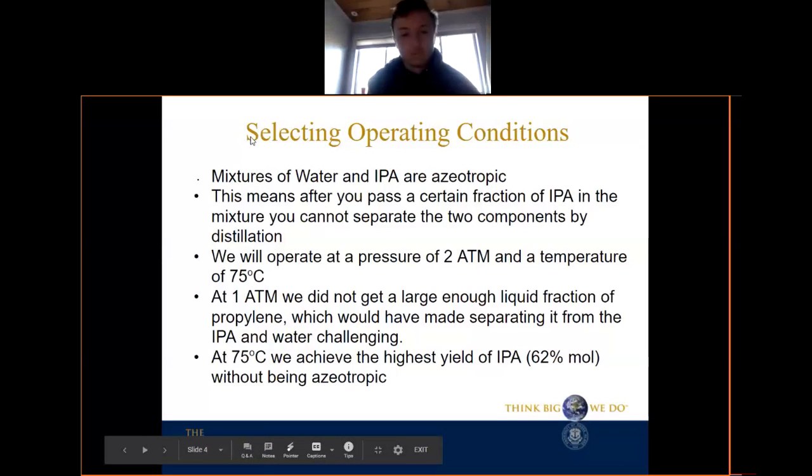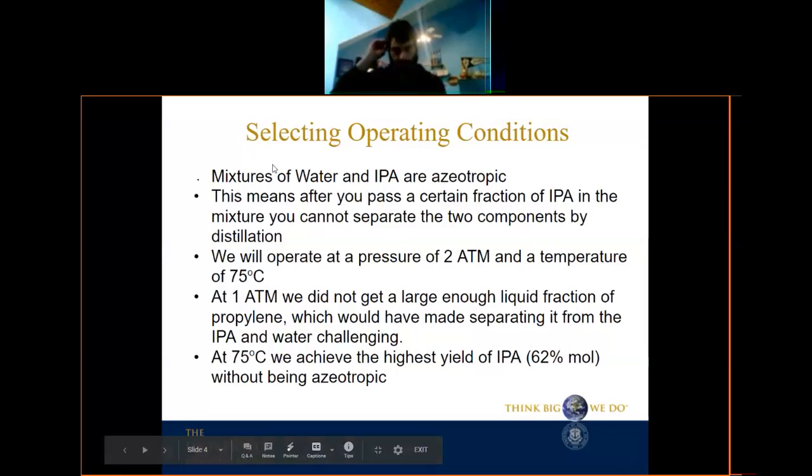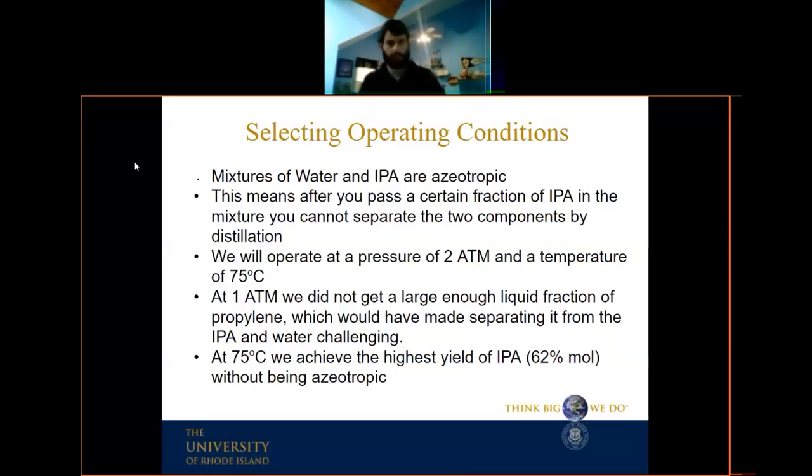All right, so I'm going to talk a bit about how we selected our operating conditions for the reactor. So first of all, mixtures of water and isopropyl alcohol are azeotropic. This is important because after you go past a certain concentration of isopropyl alcohol in a mixture between the two, they become inseparable by distillation, which is a problem because that's obviously how we plan on separating our mixture. So we need to be conscious of the fact that there is an azeotrope here.